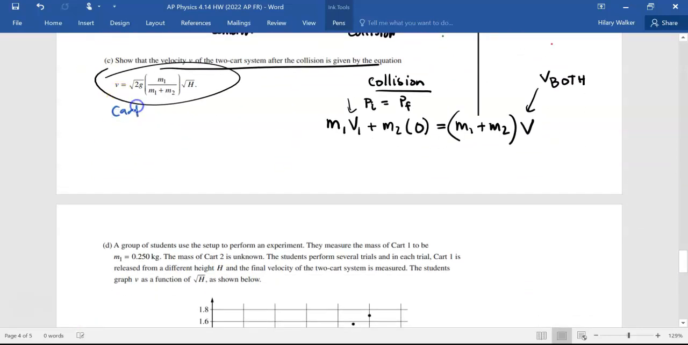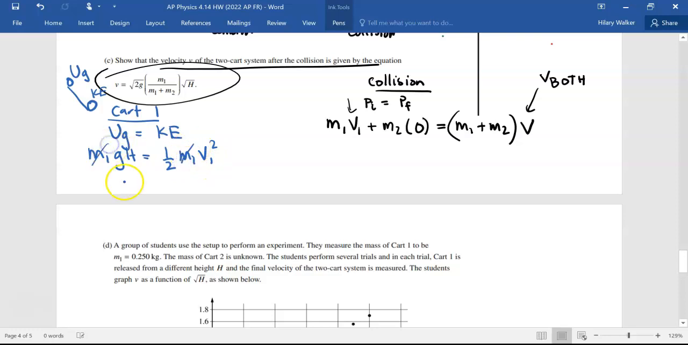So we're just looking at cart 1. So we're looking from the top of the hill to down here. Well, at the top of the hill, it has gravitational potential, and at the bottom, it has kinetic energy. Let's go ahead and set that up. So it'll be U_g, m1 g h equals 1/2 m1 v squared, and this will be v1 squared. So let's go ahead and simplify that. m1 cancels out. v1, when we do the math, is going to be square root of 2gh. So we can go ahead and plug that in over here.